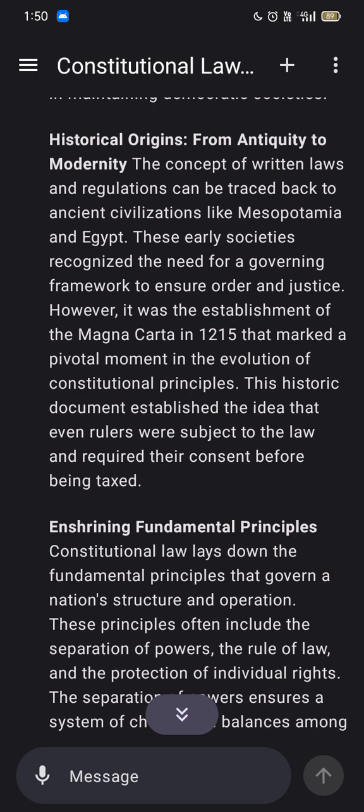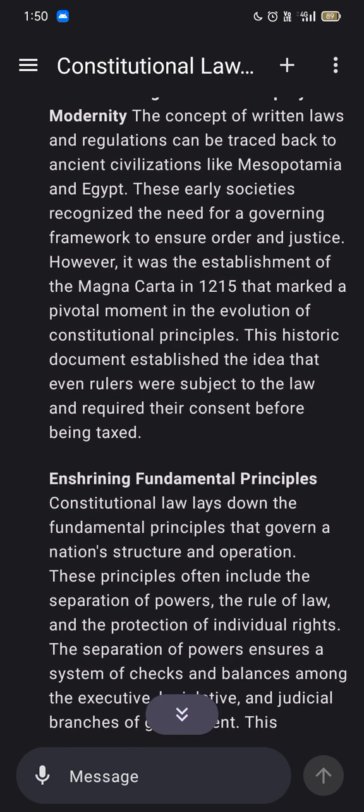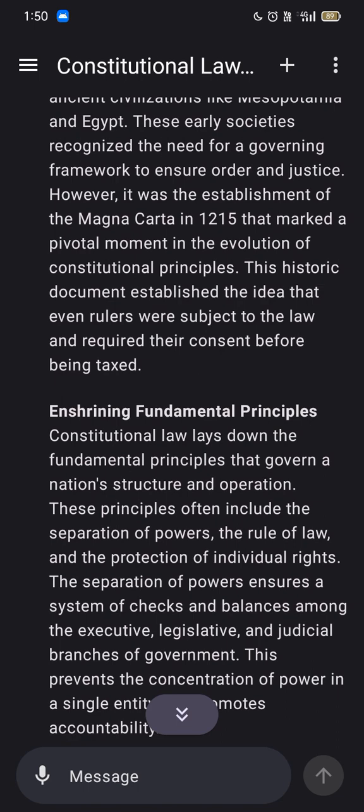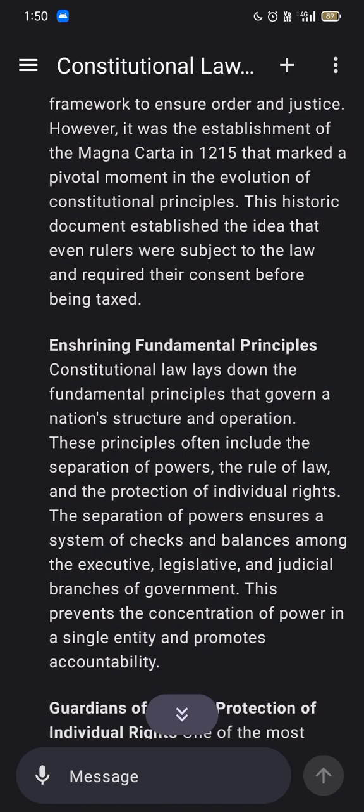The concept of written laws or regulations can be traced back to civilizations like Mesopotamia and Egypt. These early societies recognized the need for a governing framework to ensure order and justice. However, it was established with the Magna Carta in 1215, a pivotal moment in the evolution of constitutional principles, a historical document establishing the idea that even rulers were subject to the law and that required their consent before being taxed.